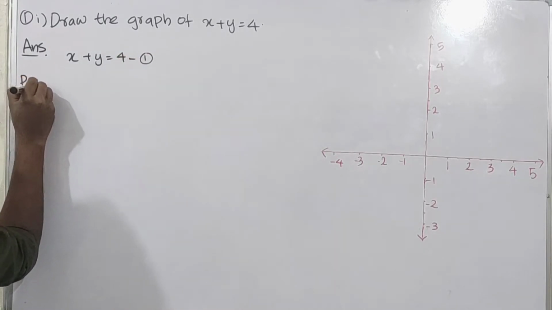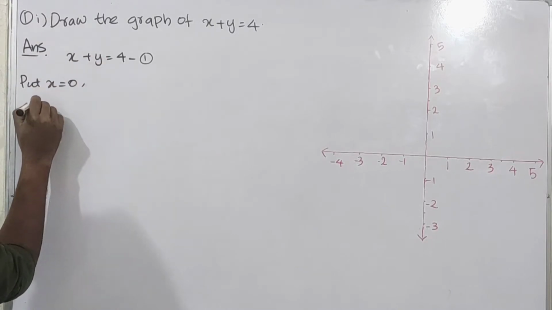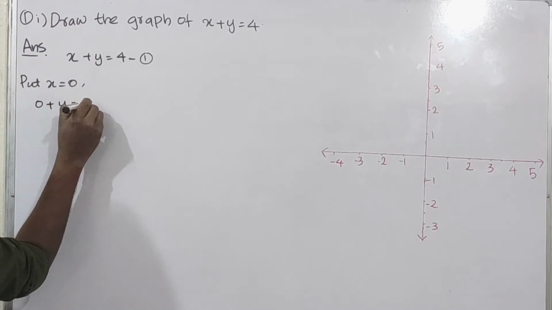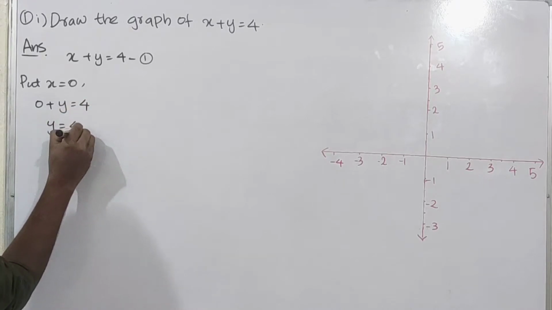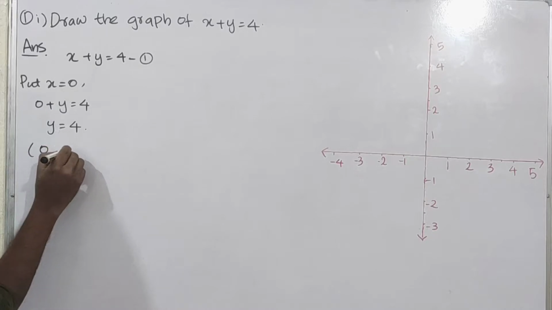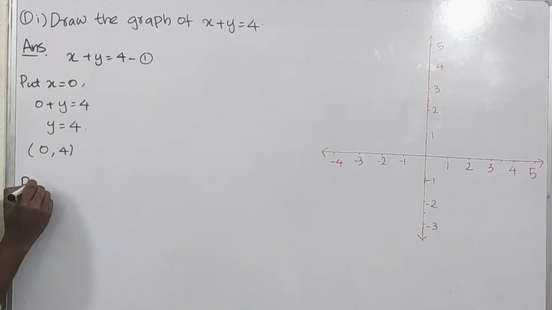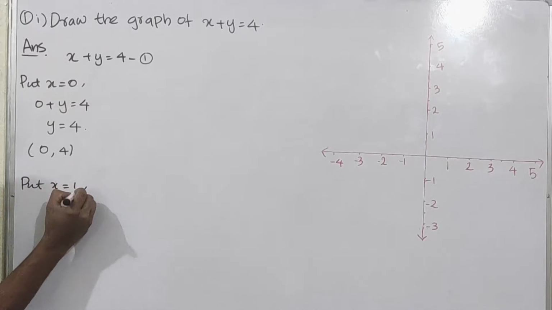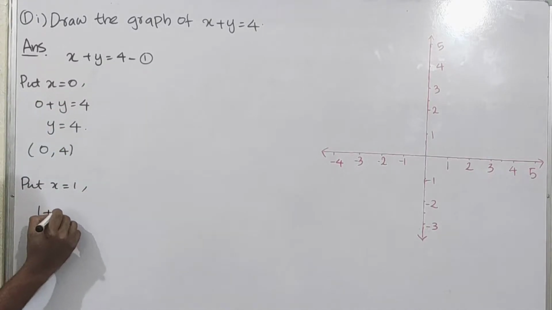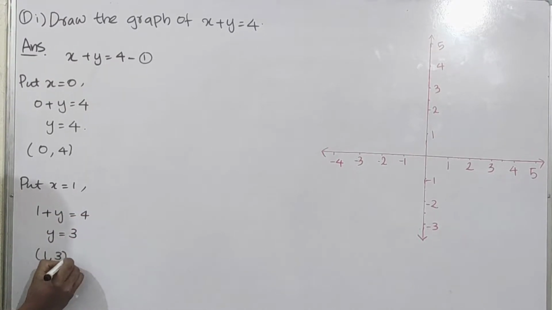First step is to put x is equal to 0. Then 0 plus y is equal to 4, or y is equal to 4. So what do we get? We got the coordinates (0, 4). Next put x is equal to 1. So 1 plus y is equal to 4, y is equal to 3. So we got the coordinates (1, 3).